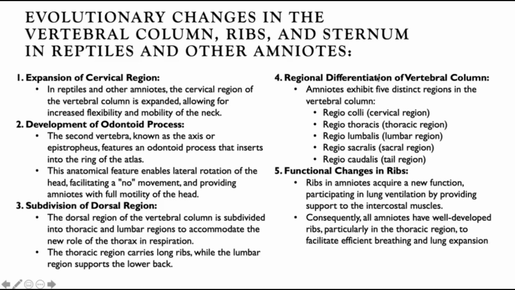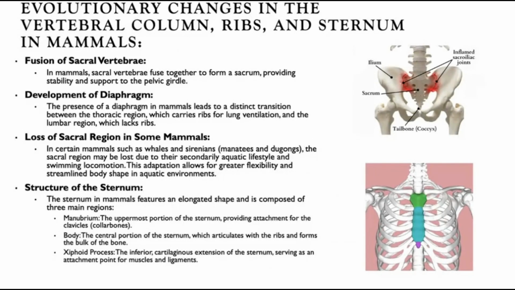But the reptiles do. So now they have these 5 parts of their vertebral column: the regiocoli, of course, which allows that full head movement, the regiothoracis, the regiolumbalis, the regiosacralis, and the regiocaudales. Now, the ribs in amniotes would get a new function, which would help them in their lung ventilation, because the intercostal muscles help with lung ventilation, basically bringing oxygen into the lungs. And that is why they formed the two separations, the regiothoracis and the regiolumbalis. All amniotes have well-developed ribs, specifically in the thoracic region, and this is to help them with efficient breathing and lung expansion.